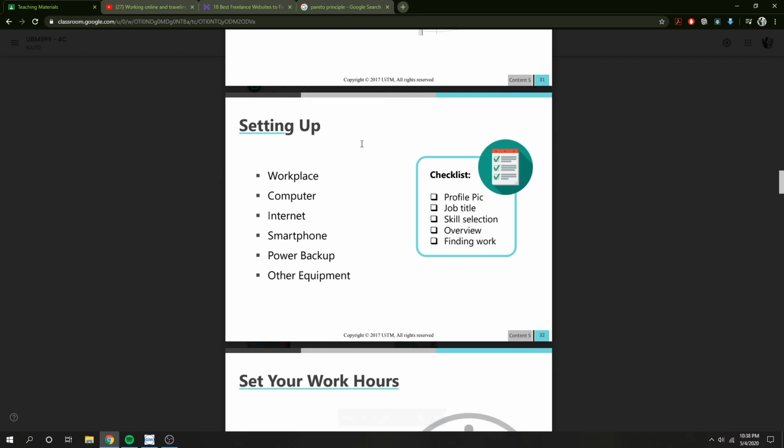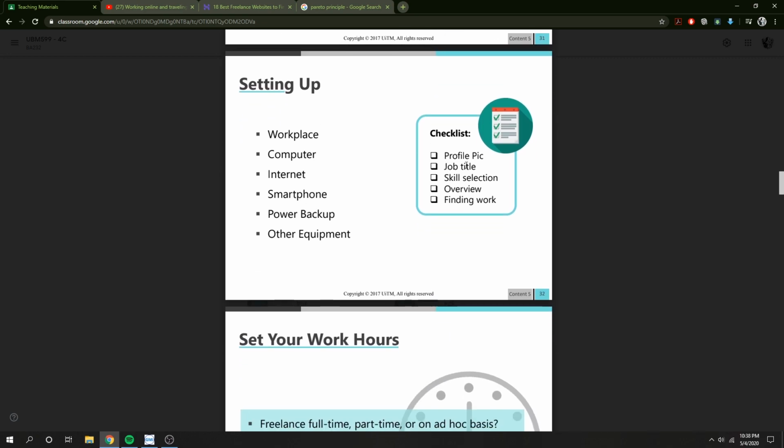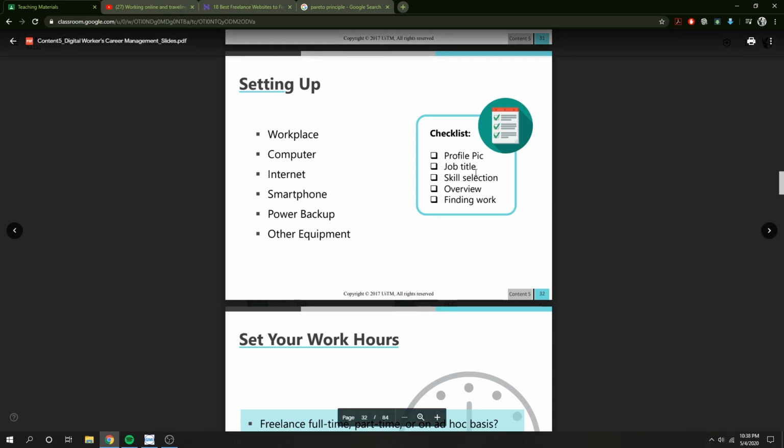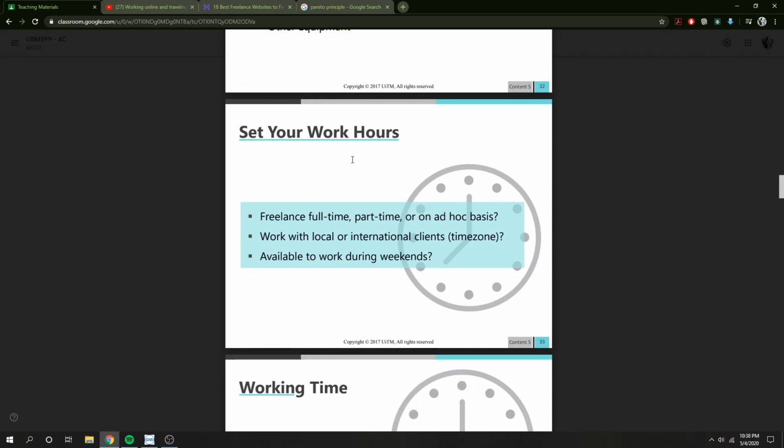Okay, setting up. Because freelancers work from their own home, you need to set up your workplace at home in a room, like nowadays people make gaming rooms with a gaming setup and a high spec PC. So all this you need, even power backup equipment, as long as it facilitates your work. Okay, set your work hours.